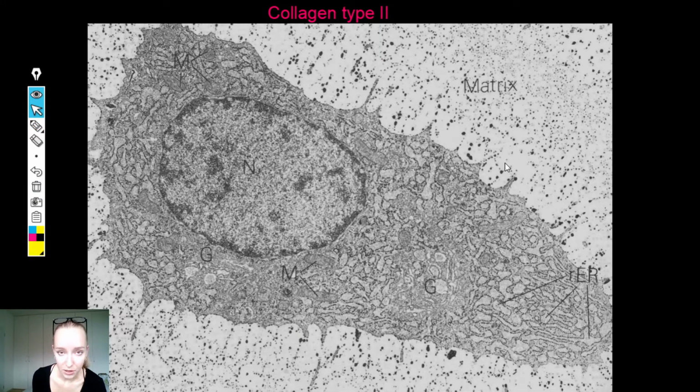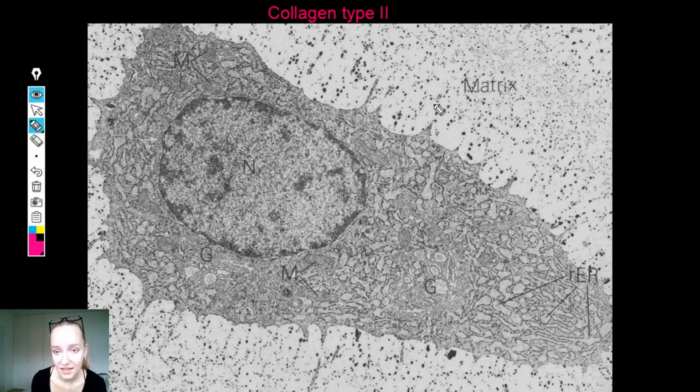And this is a picture from a cartilage. Here we can see a very big cell. This is a chondrocyte. And we already know that type 2 collagen doesn't form fibers. So we can't see fibers in light microscopy, or we only can see some homogeneous structure in light microscopy in cartilage. But in electron microscopy, we can see fibrils that are formed from collagen type 2.